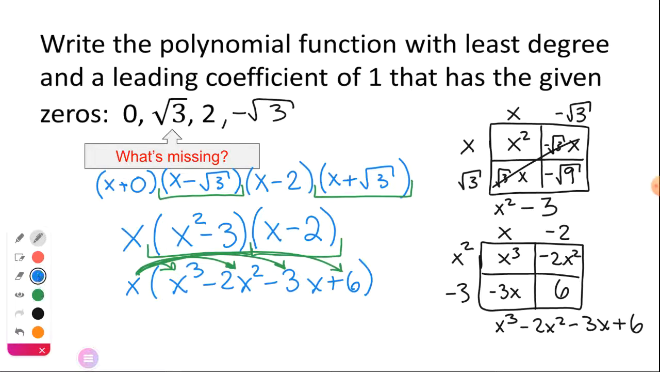So we end up with x times x cubed is x to the 4th. X times negative 2x squared is negative 2x cubed. Negative 3x times x is negative 3x squared. And then x times 6 is a positive 6x, which is the final answer for this problem.